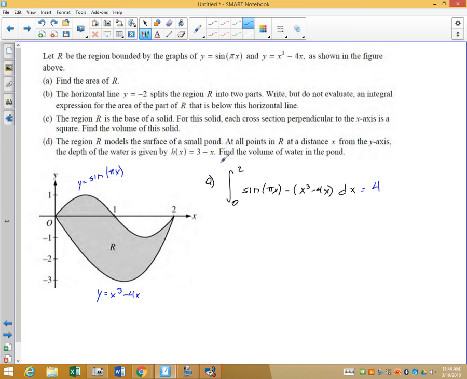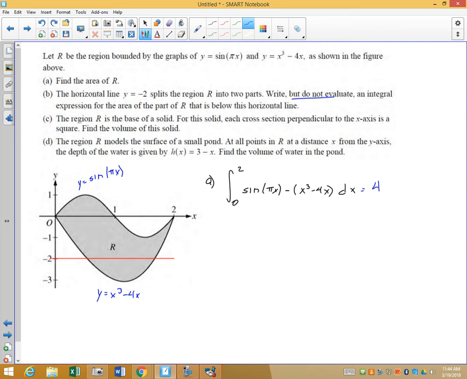Number B, the horizontal line, y equals -2. So I'm going to come down here and graph y equals -2. That's going to be right here. Divides the region R into 2 parts, right? But do not evaluate. That's a fairly common thing also. So on this one, don't plug it in the calculator and get your answer. You just need to set it up.